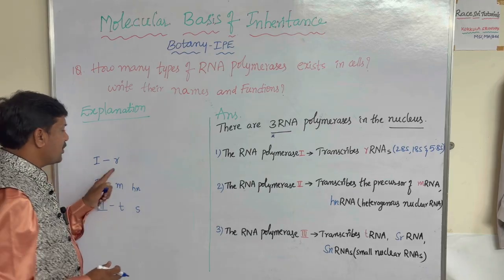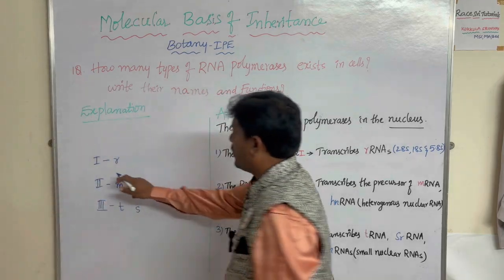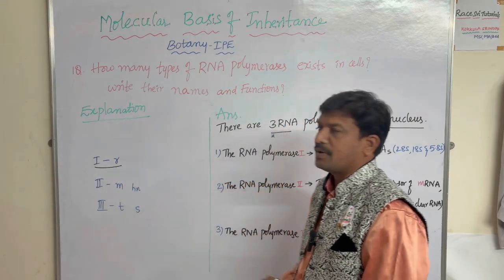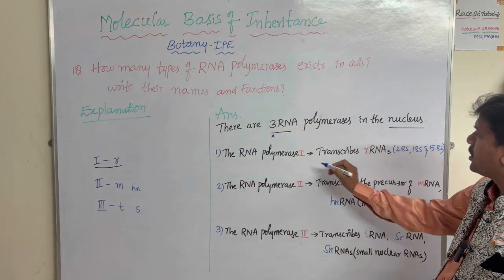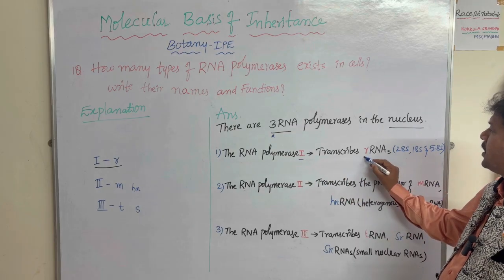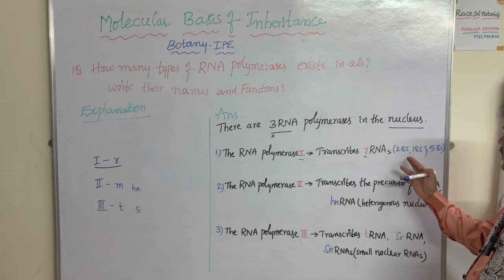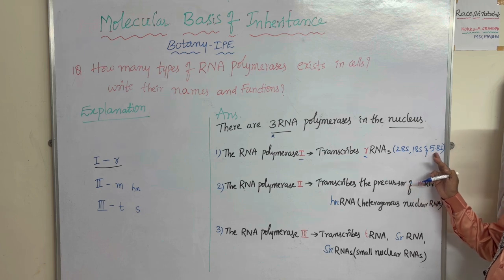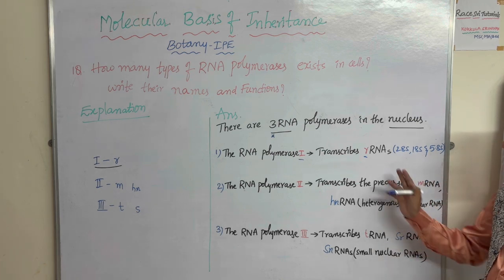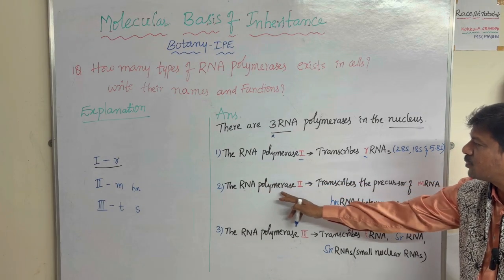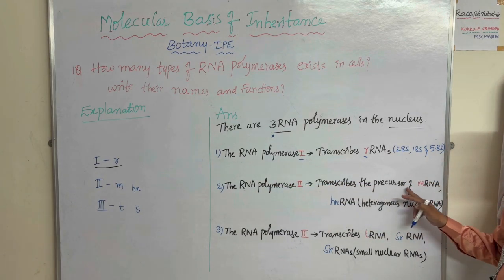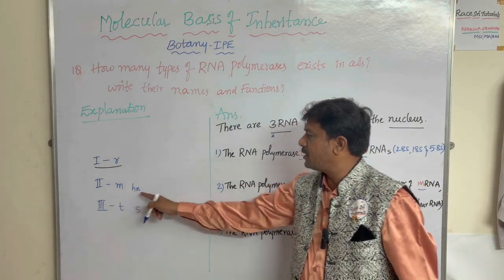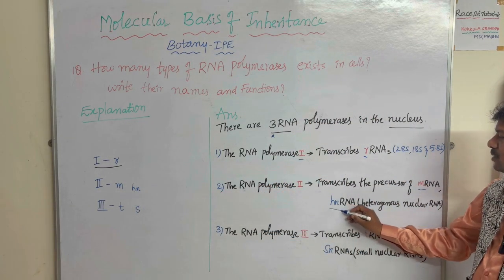Sir, how do you catch this? This is the first one. Check the first one from here. See, RNA polymerase 1: check out rRNA. What are these, sir? 28S, 18S, next 5.8S. Next, RNA polymerase 2 transcribes the precursor of mRNA. See here, mRNA and another one is hnRNA, heterogeneous nuclear RNA.